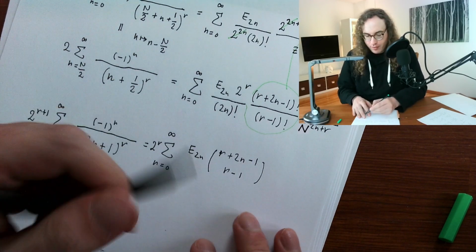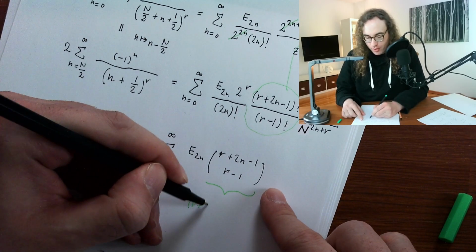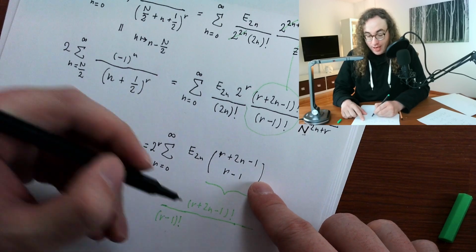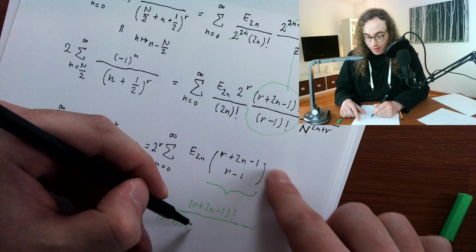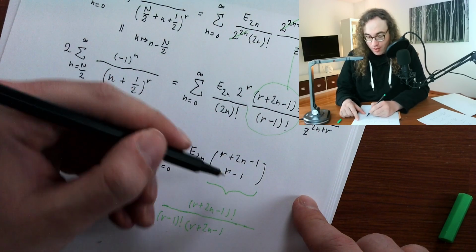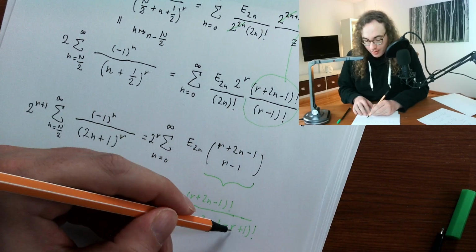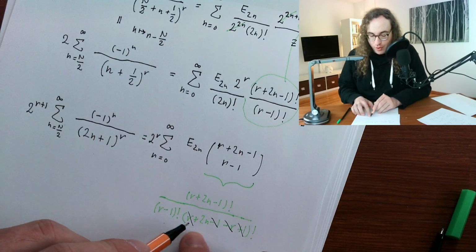Maybe I should unravel that. If I unravel this binomial factor, that's the same as (r+2n-1)! divided by (r-1)!, and then remember the remaining factor is the upper thing minus the lower thing. So (r+2n-1-(r-1))!.